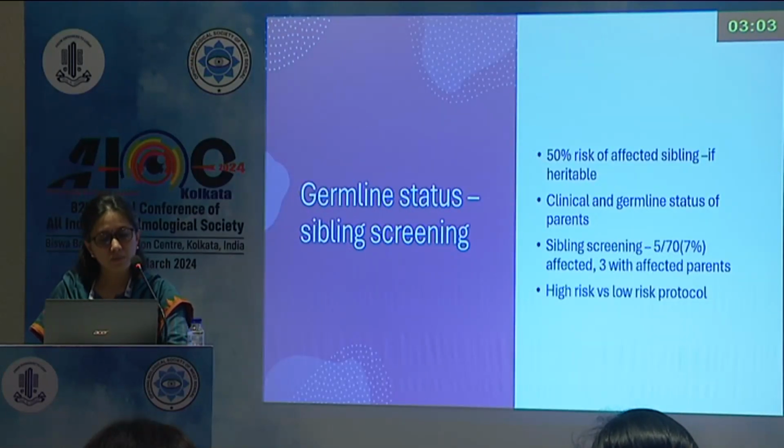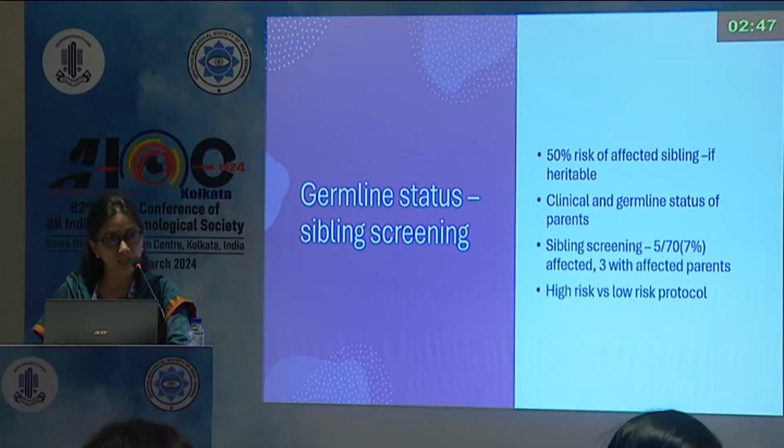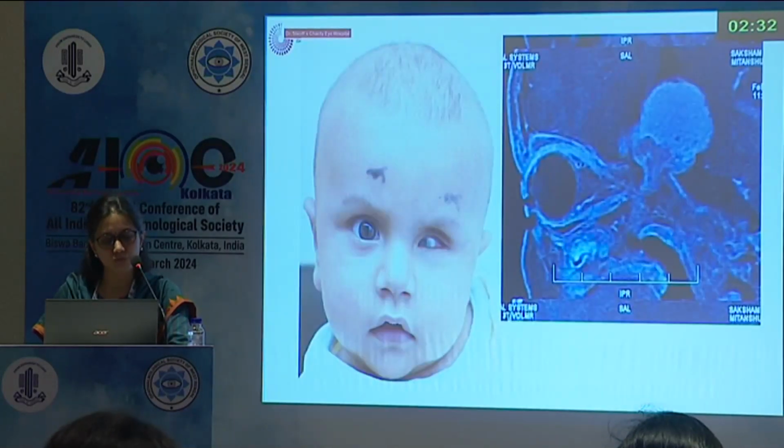So germline status in a bilateral case is important, because we know if there is a germline retinoblastoma and the parents are affected, if it's familial or if the parents are silent carriers, there is a 50% risk of one of the siblings getting affected also. And hence it is important to know the germline as well as the clinical status of the parents to be able to give a good prognostication. And in our cohort, when we did sibling screening, out of about 70 odd families, 5 had retinoblastoma in the sibling itself, and 3 of them had affected parents. So again, here we need to follow the high-risk protocol for screening.